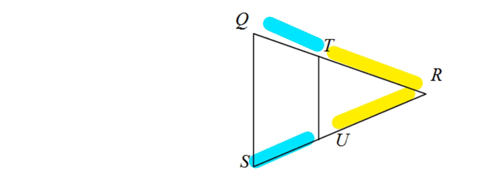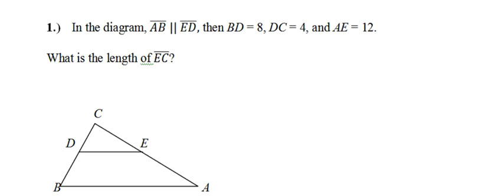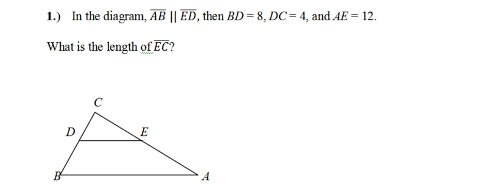So let's take a look and see how this can be used in some problem solving. In this diagram, they're telling us that these two line segments, AB and ED, are parallel. So the first thing I'm going to do is mark those two parallel in my picture. I'm going to label the side lengths that are given to me. Segment BD is 8, DC is 4, AE is 12, and it wants me to find the length of EC. So I'm going to call the length of EC x.